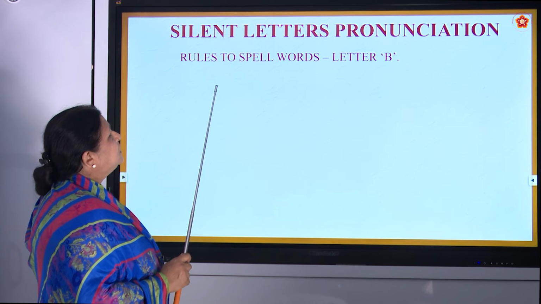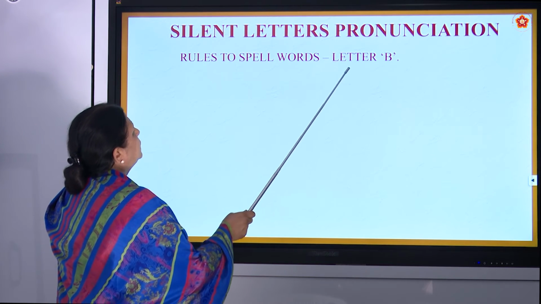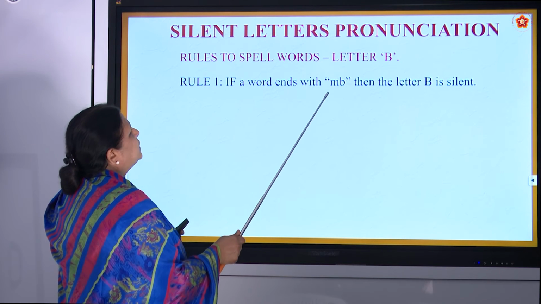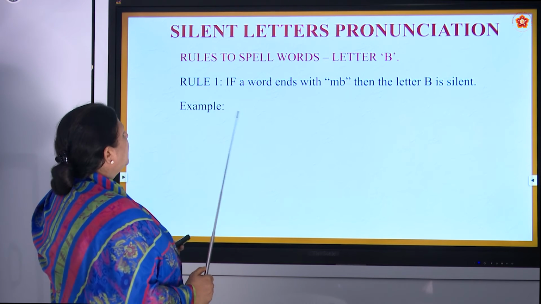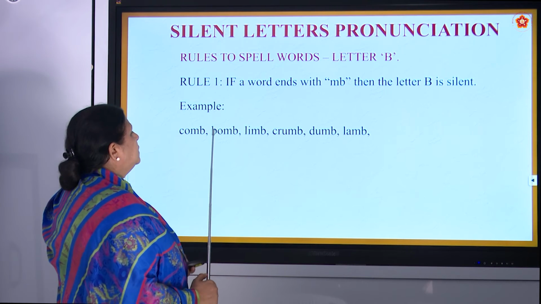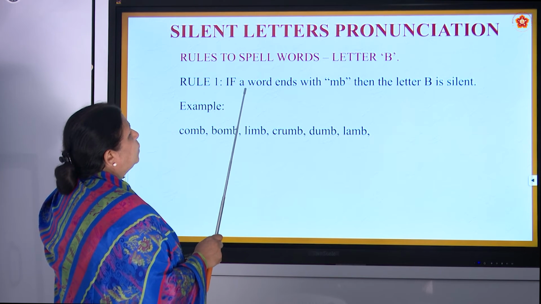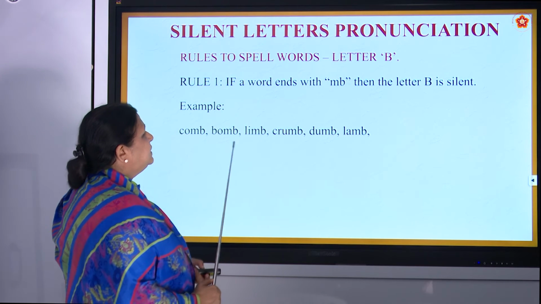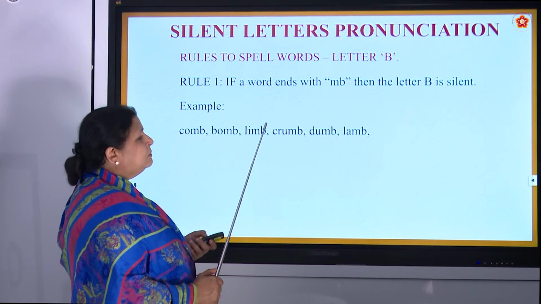Okay. Now we come to the silent letter, pronunciation of the rules, spelling of the word, letter B. Rule 1. If a word ends with MB, then the letter B is silent. What do you mean by this? Okay. Example, comb, C-O-M-B, comb. Then bomb, B-O-M-B, bomb. Okay. See, if a word ends with MB, then the letter B is silent. Then limb, L-I-M-B, limb.